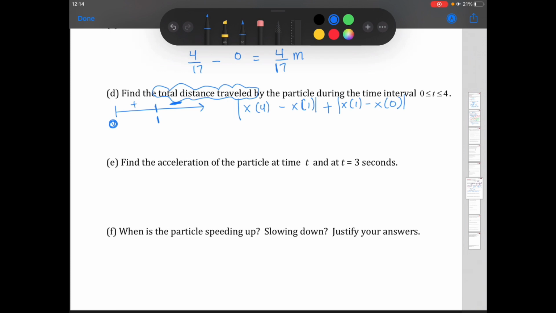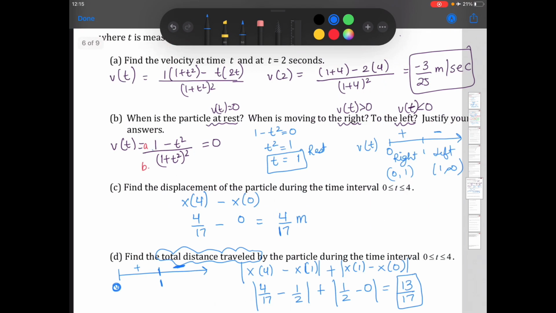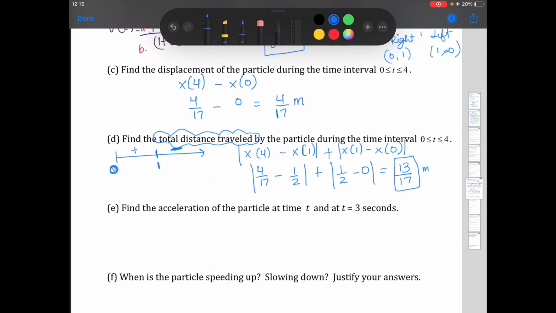So it would be what? X of 4 is, you can actually substitute into the calculator. It's 4 over 17 minus 1 half plus 1 half minus 0. And this would be what? 13 over 17. So that's your total distance traveled, meters. Oops. Meters.